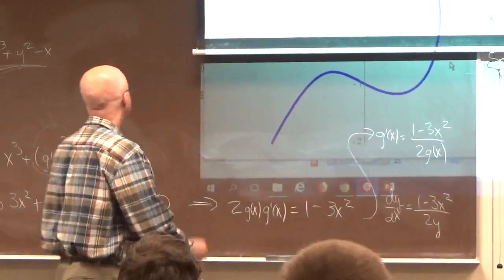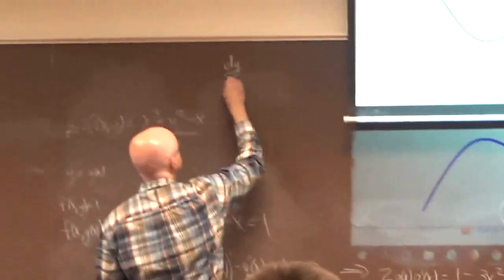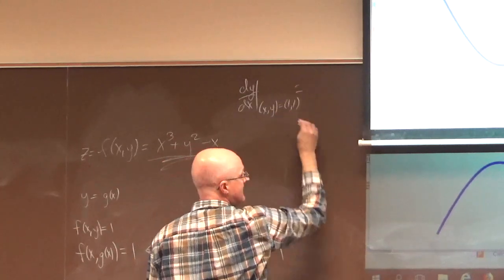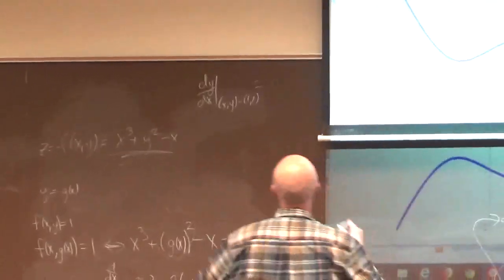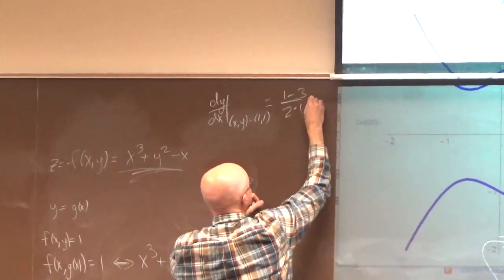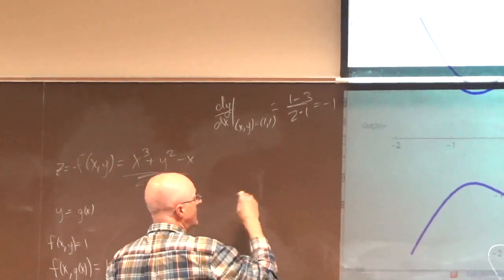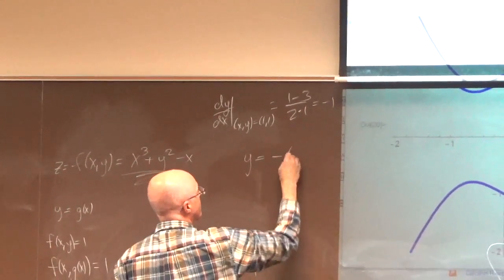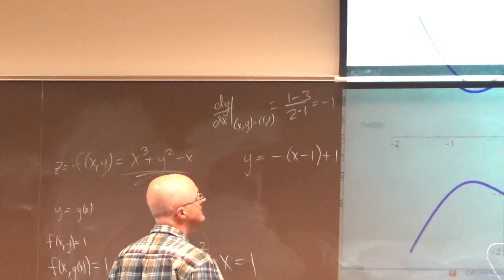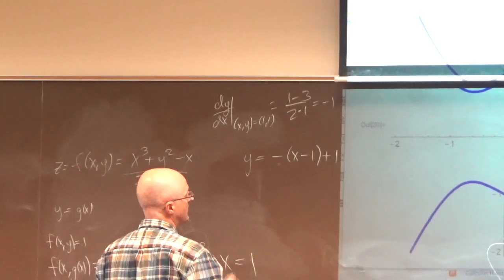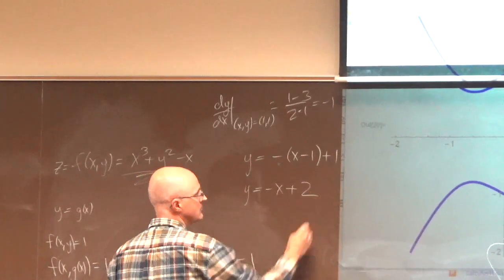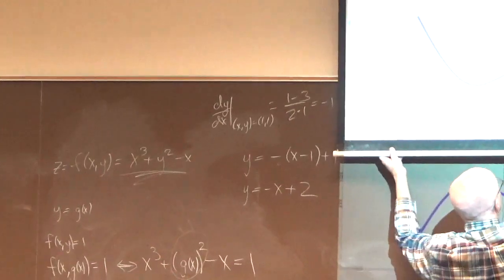And now you can plug in your point, 1, 1. X equals 1, y equals 1, into that formula, say the bottom one. You get 1 minus 3 over 2 times 1. That's going to be negative 1. The equation of the tangent line there turns out to equal that. The slope is negative 1. It goes to the point 1, 1. And that simplifies to y equals negative x plus 2. That's the equation of the tangent line right there.